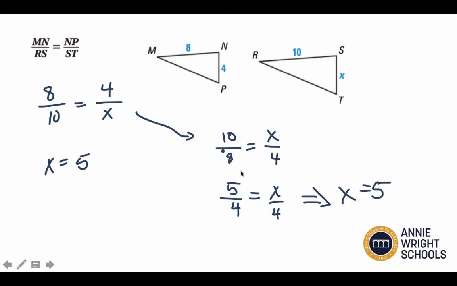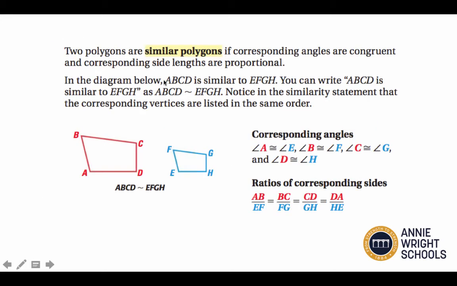You can multiply both sides of the proportion here by 4, and then you would get 10 over 8 times 4, which would be 40 over 8, which is 5. So lots of ways to get 5. Make sure you show your work. I won't always make it so nice. That's just a simple example.